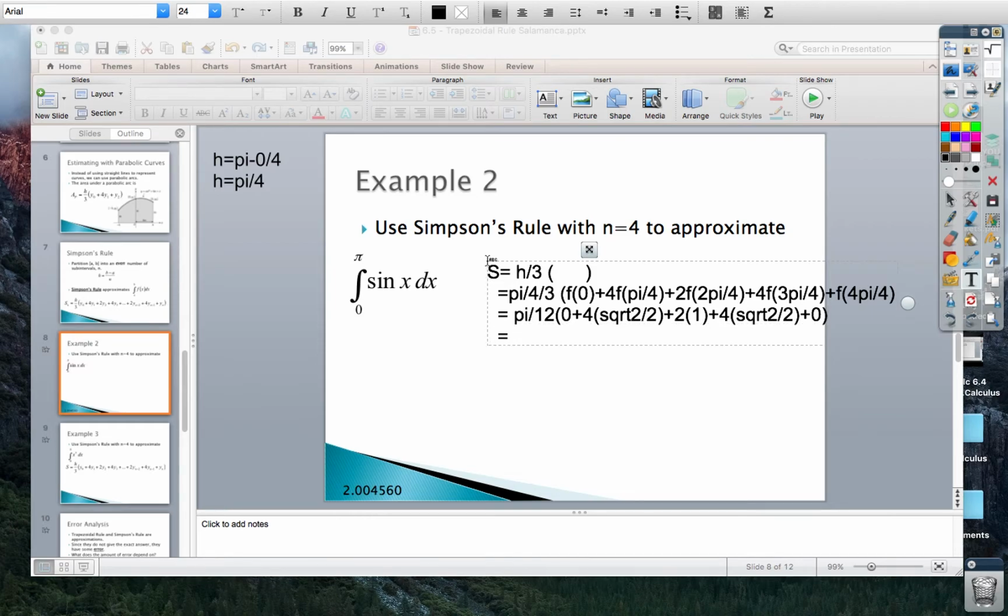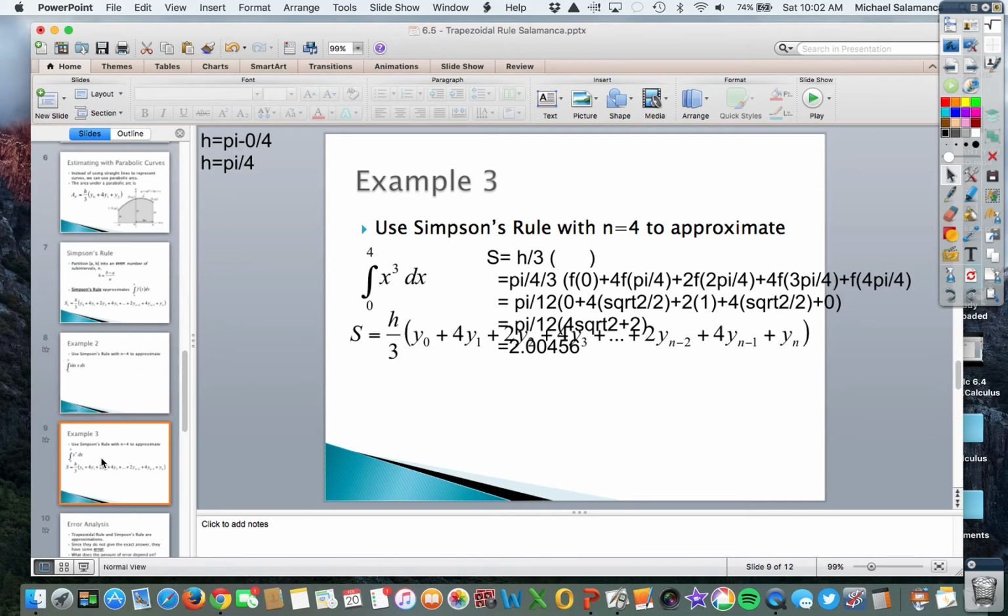So when we simplify this again, our answer turns out to be pi divided by 12 times 4 square root 2 plus 2. And finally, we get 2.00456. So notice this was a lot of plug and chug. And if you compare this to the answer we got for trapezoidal rule, they're fairly similar. It's 1.89 versus 2. So it is within a 10% error, so we're okay.